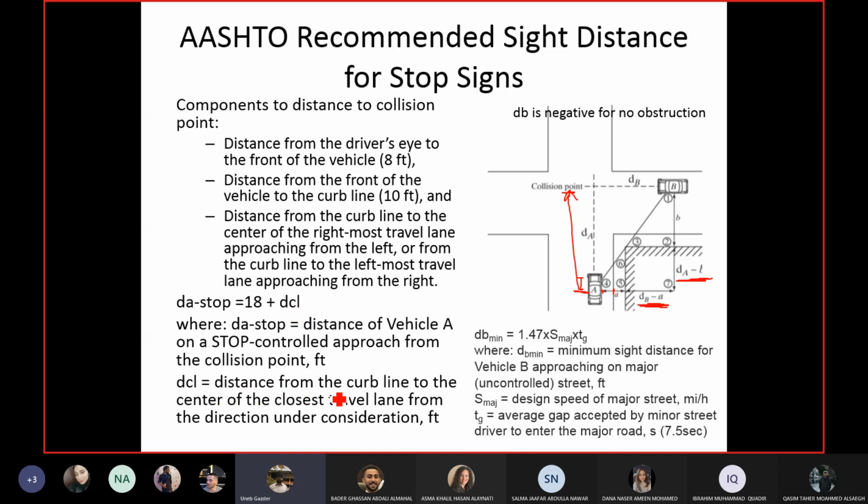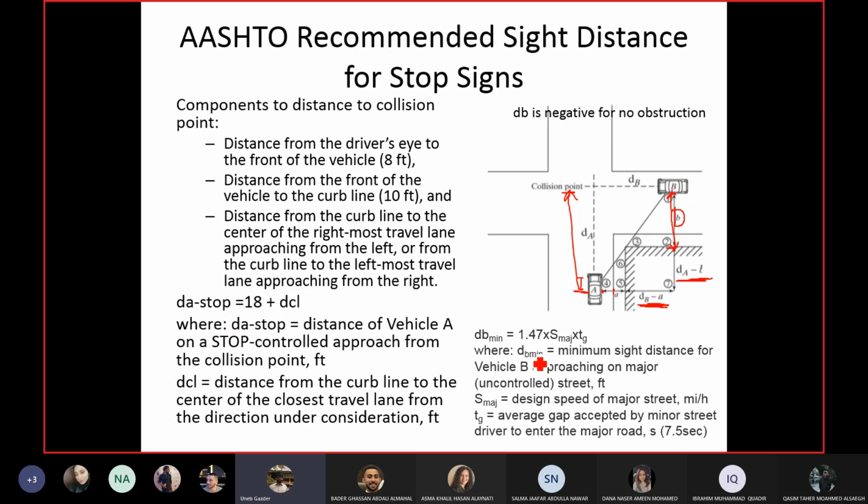So what is DCL? Distance from the curb line to the center of the closest travel lane, for the direction under consideration. So this is the direction which we are considering, and this distance is DCL. So this is your curb line, and the distance from this curb line to basically the vehicle. So you will calculate D stop from here.